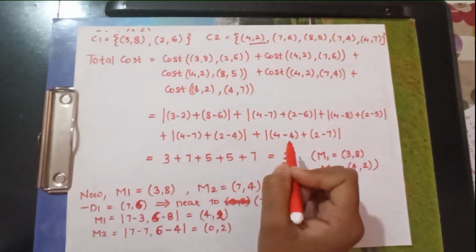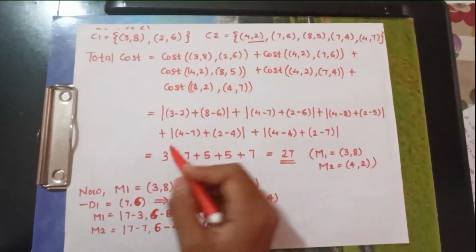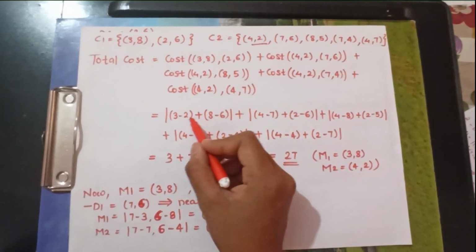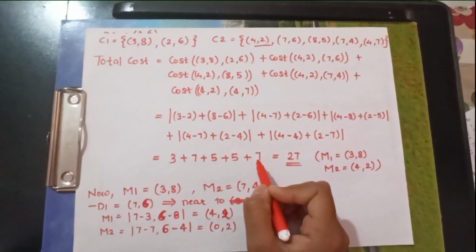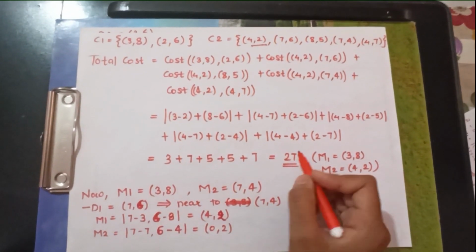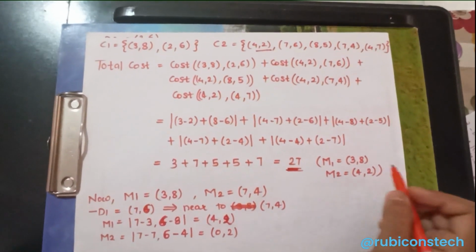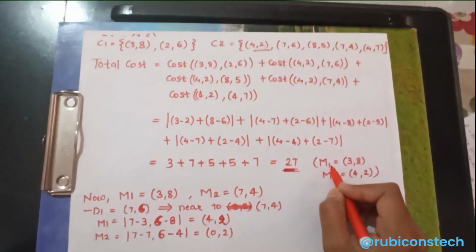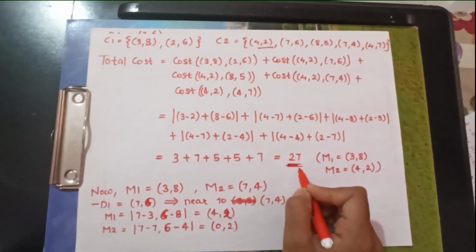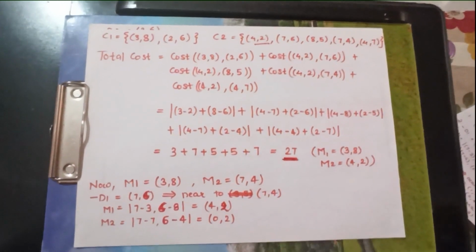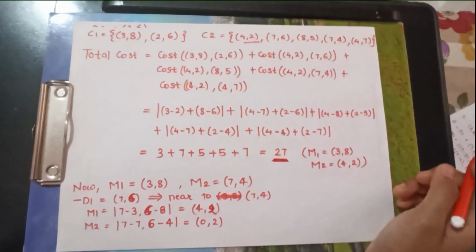cost for all the data points, or you can say all the selected points and the non-selected points. After calculating all this, you get the answer as 3, 7, 5, 5 and 7. You will add all these terms and you will get the total cost as 27. So the total cost when you have the medoid 3, 8 and your second medoid 4, 2, you get the total cost as 27.